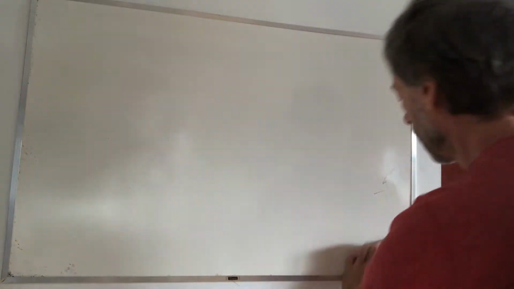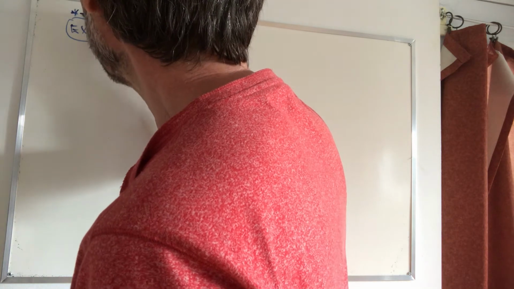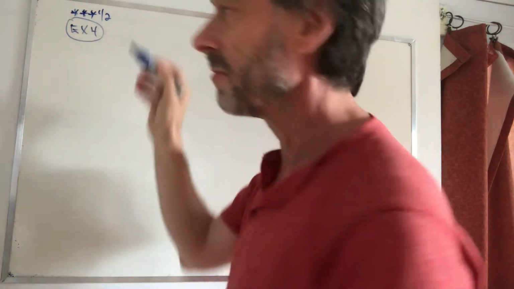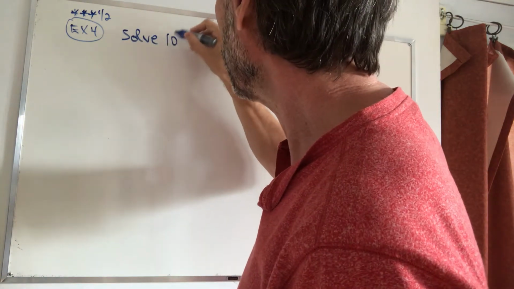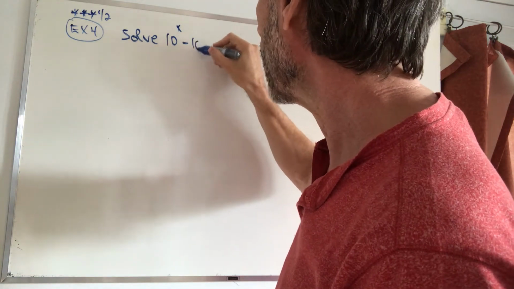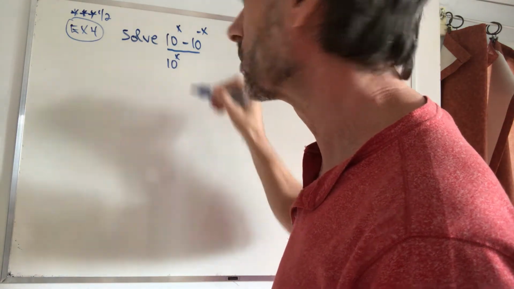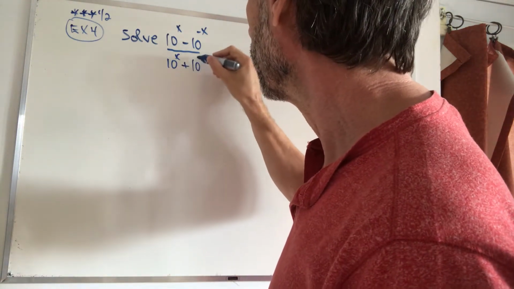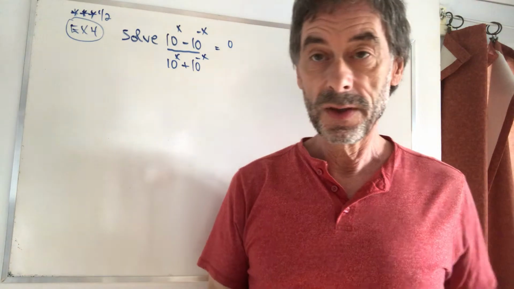All right. So, second one of the day. Call it example 4. Like this one, a little more challenging yet. 3.5 stars. Solve 10 to the x minus 10 to the minus x over 10 to the x plus 10 to the minus x equal to 0.